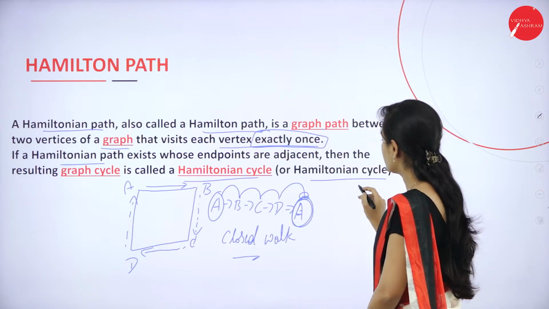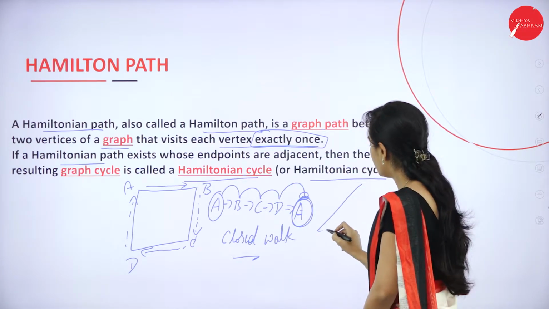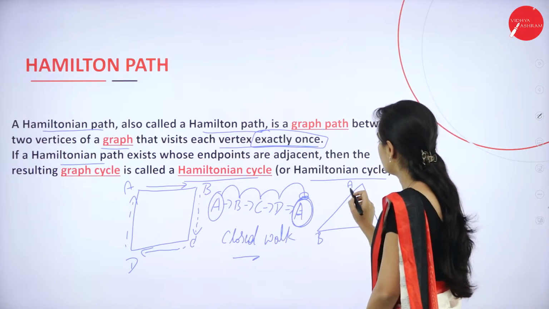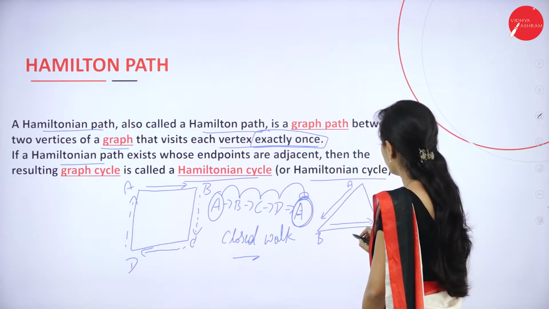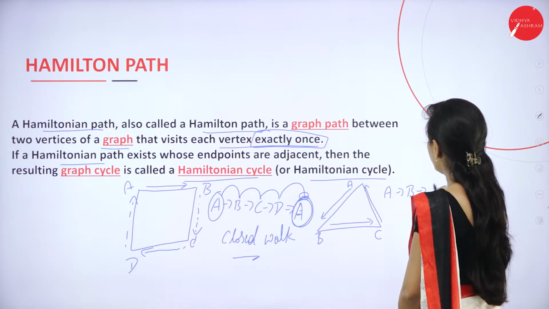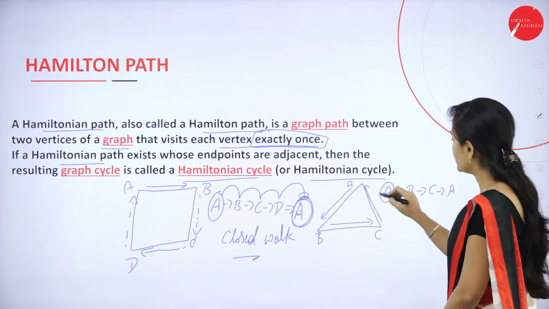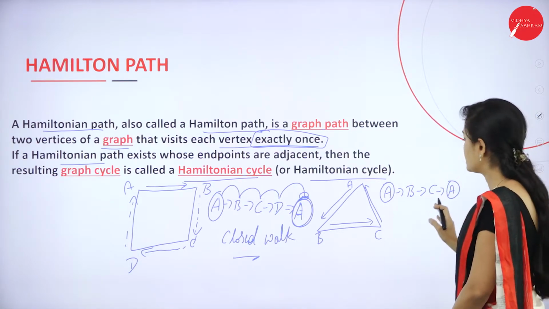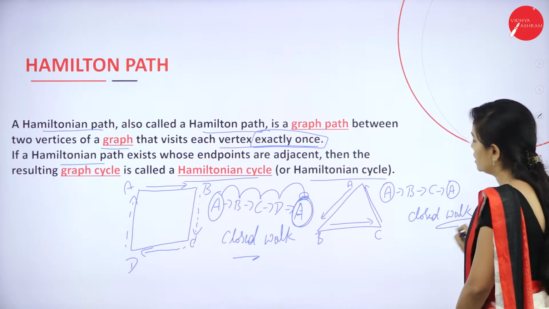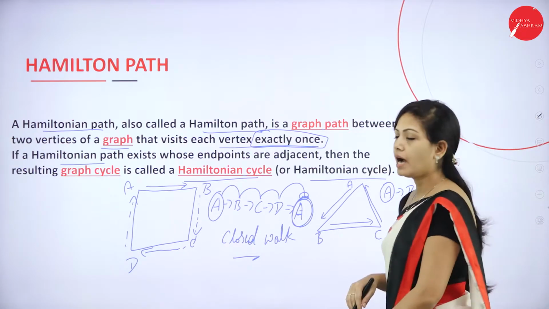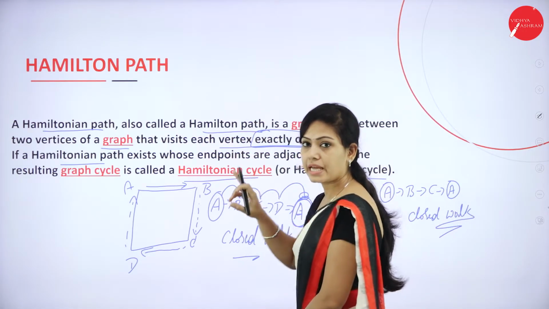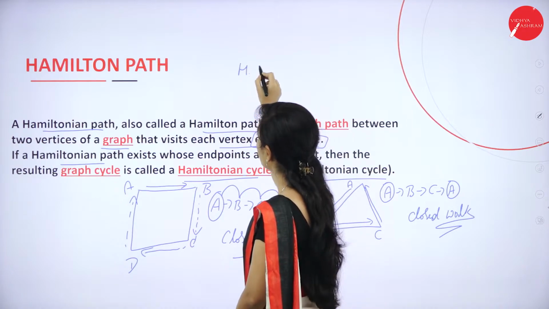And also you can take this example: A, B and C. So A to B, B to C and C to A. Again, the circuit is A to B, B to C, again C to A. So the starting point and ending point vertex should be the same. So it is a closed walk. Clear? This is an example for a Hamilton circuit. And a path which visits each vertex exactly once is called a Hamilton path.